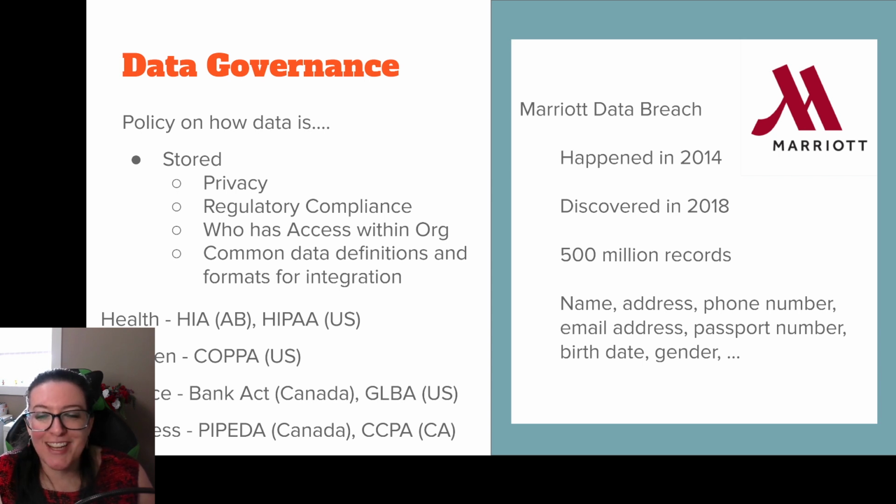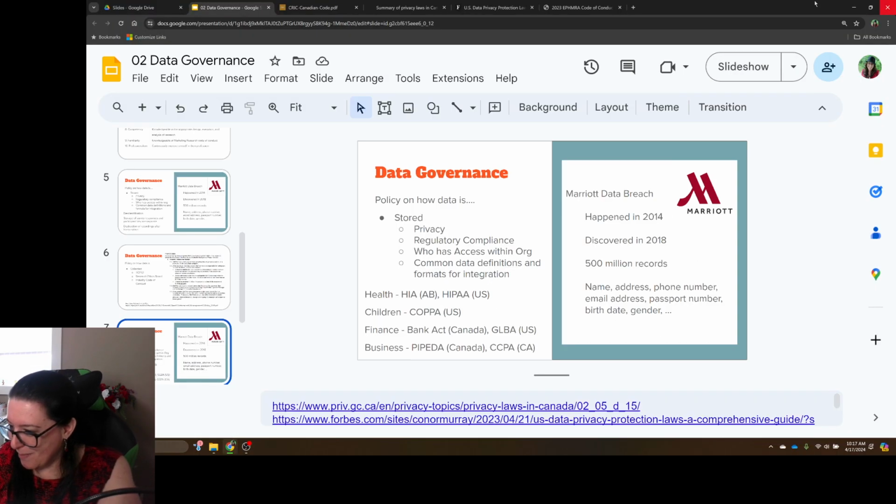The third thing my face is covering is financial laws that govern how you can store data related to people's finances. So they would govern banks, lending offices. What kind of information can you have about my credit and about how much money I have, how much debt I have? In Canada, there's the Bank Act. In the US, there is the GLBA, which is the Gramm-Leach-Bliley Act. Can never remember.